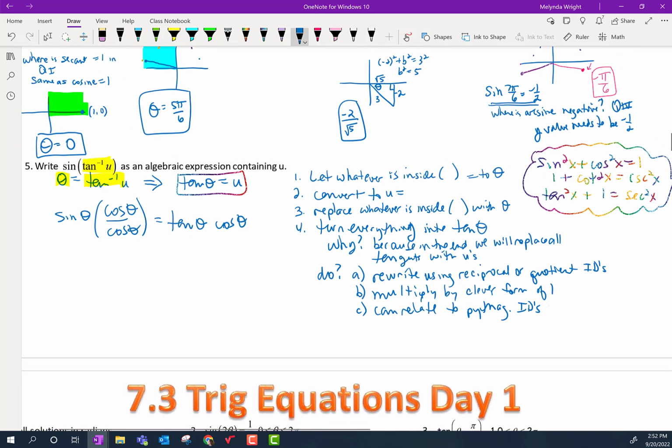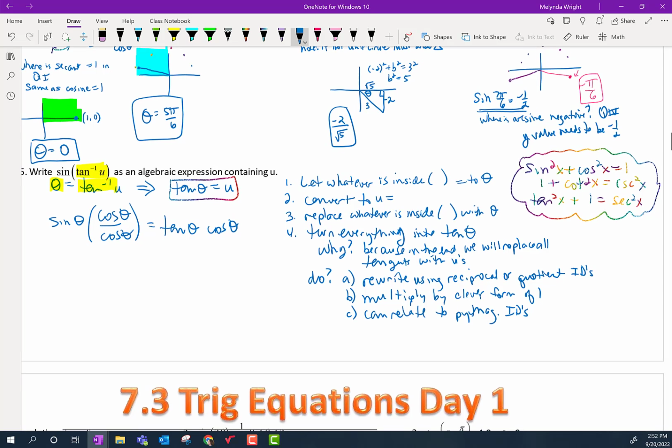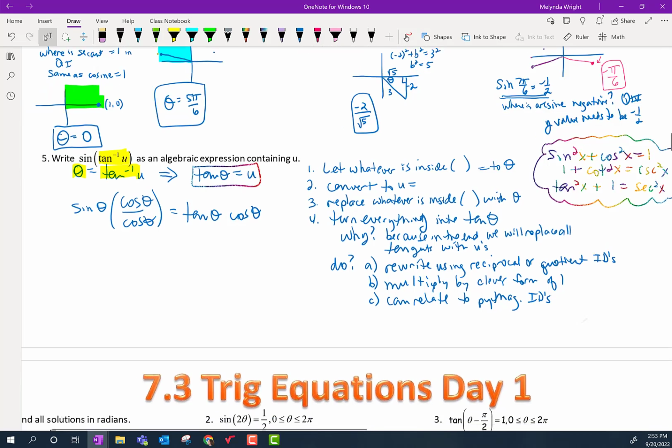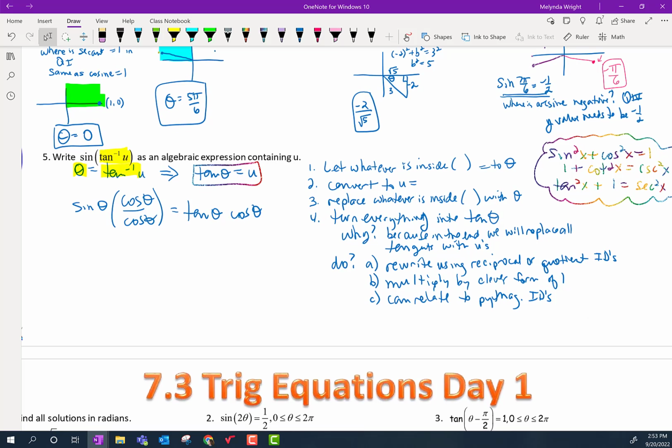Let's look at this identity over here. Tangent and secant are related to each other in this Pythagorean identity, like part C can relate to Pythag. Okay, so what if I turned cosine into 1 over secant? Would y'all be okay with that? I'm using a reciprocal property. So I have tangent theta over secant theta. And I'm going to pause here for just a moment. Is everybody okay?